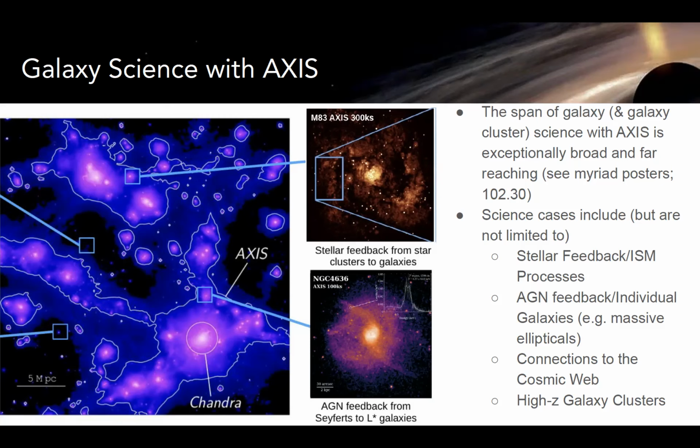There is a great poster on this, 102.30, that highlights a number of science cases included but not limited to stellar feedback. So looking at the interplay between stellar feedback processes and the hot interstellar medium, feedback from X-ray binaries, and trying to resolve gas flows on the kiloparsec scales. Looking at AGN feedback in individual galaxies, shocks and gas outflows from, for example, massive ellipticals or Seyfert galaxies, and trying to see if galaxy cluster scale feedback truly does scale down to the galaxy level.